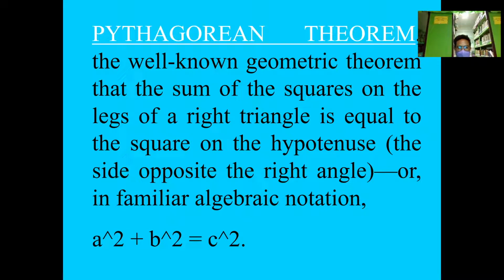Now, Pythagorean theorem, it is a well-known geometric theorem that the sum of the squares on the legs of a right triangle is equal to the square on the hypotenuse. The side opposite the right angle, di ba? Kapag ilolocate natin or hahanapin natin sa hypotenuse, nandun lang siya sa side opposite the right angle. Or in familiar notation, we have A squared plus B squared is equal to C squared. This is the formula of Pythagorean theorem.